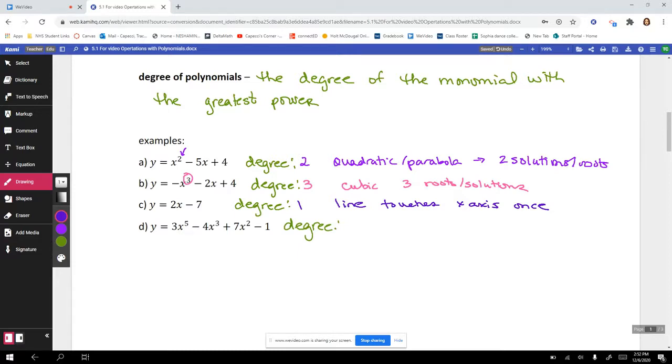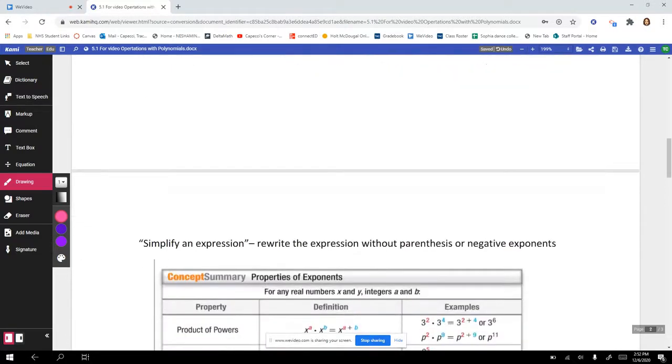In letter D, the degree there is 5. The highest power is 5. So that means, again, we're going to have 5 roots or solutions. Now, when you see the instruction "simplify an expression," what you want to do is rewrite the expression without parentheses, right? We don't want parentheses and we don't want negative exponents.